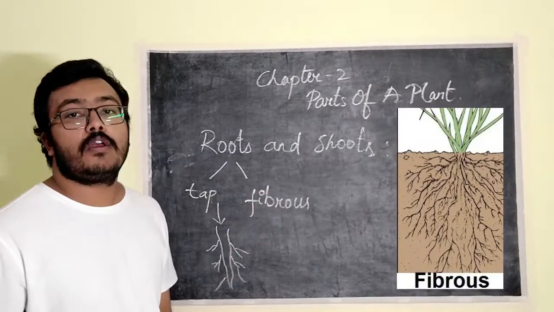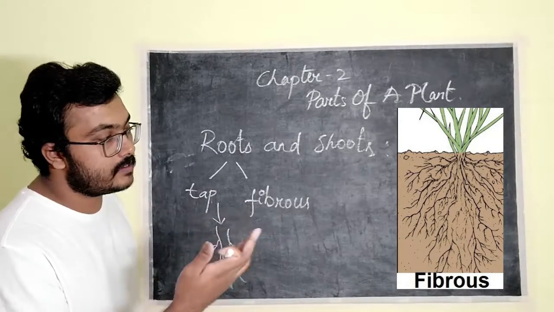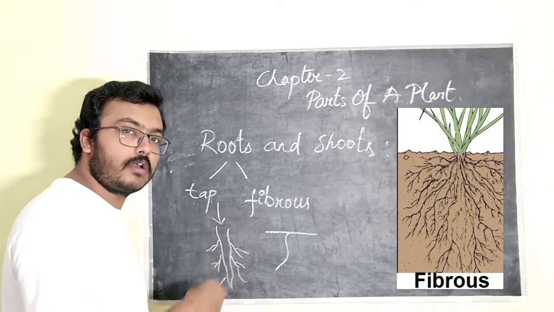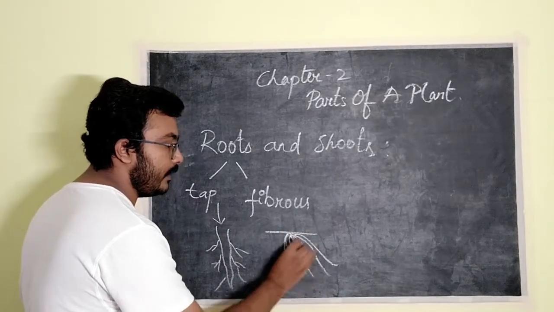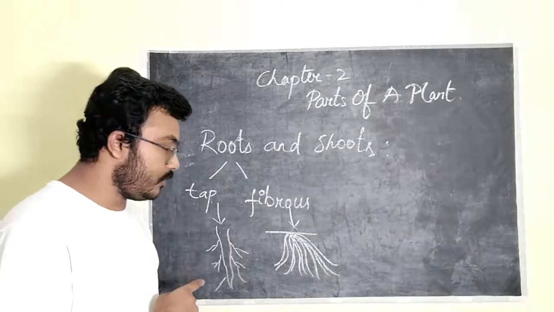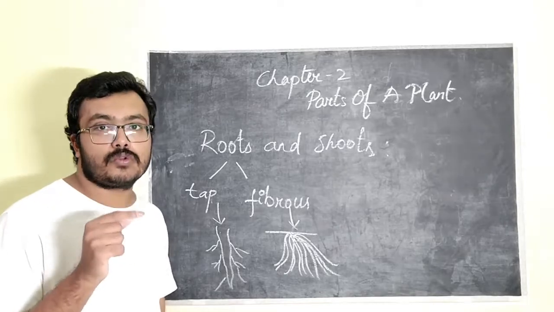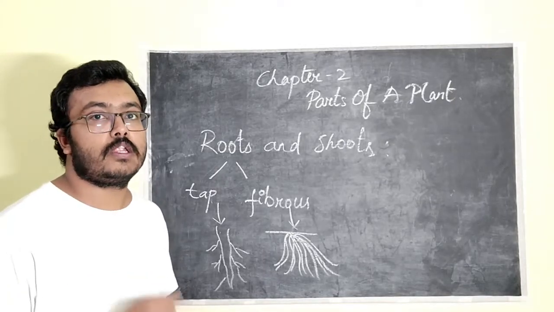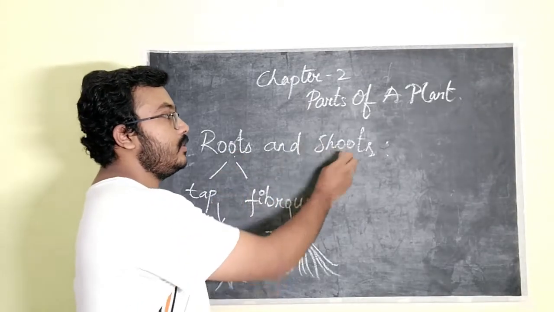Now let's talk about fibrous root. The second one, fibrous root, as you can see, is made up of a large number of equal sized roots. So from the ground they have a large number of equal sized roots, something like this. This is how a fibrous root looks. A taproot has a long and sturdy root to which small roots are attached. Fibrous roots are large numbers of equal sized roots that grow into the ground. I hope you all understood what is meant by root as well as shoot.